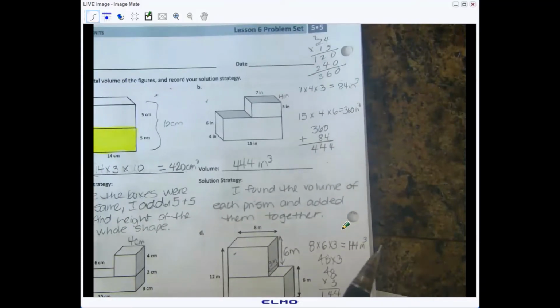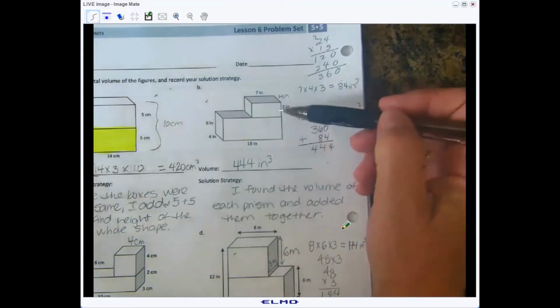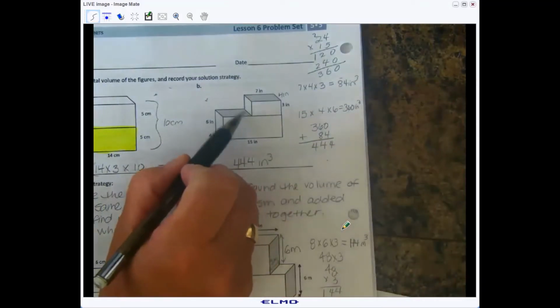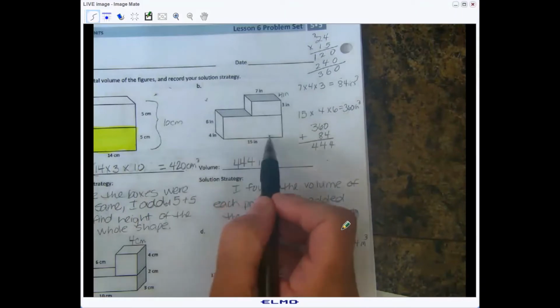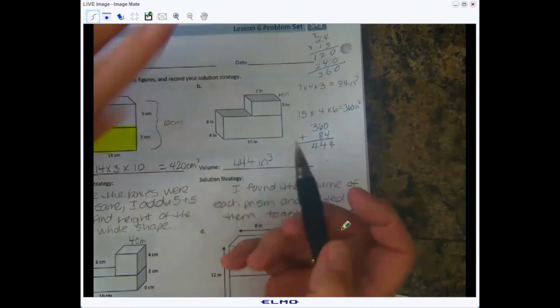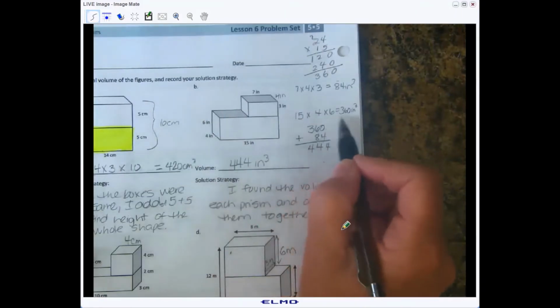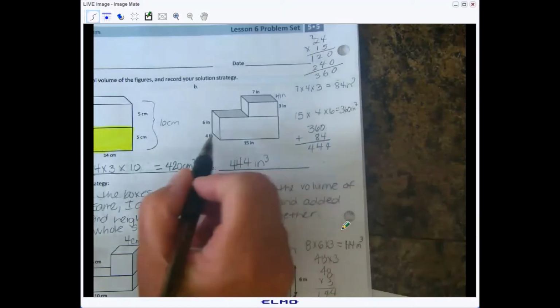The next one is going to be a little bit more complicated because the two boxes are not the same size. They do share something in common. They're both the same width, okay? So the large box is 15 by 4 by 6. This large box, I figured out the volume right here. And the width is 4.